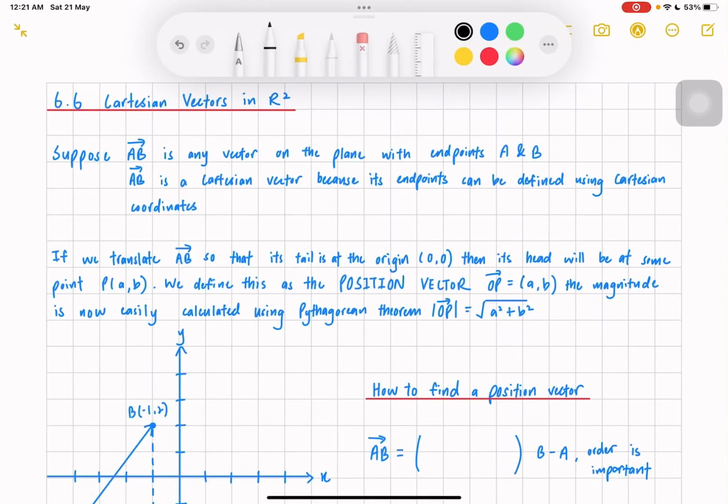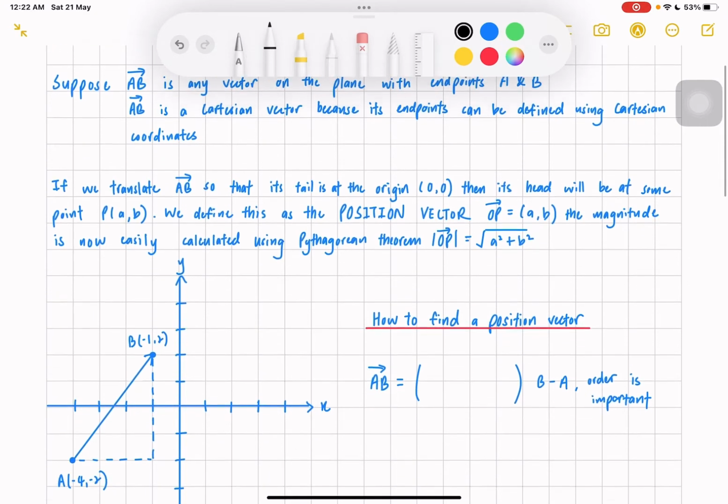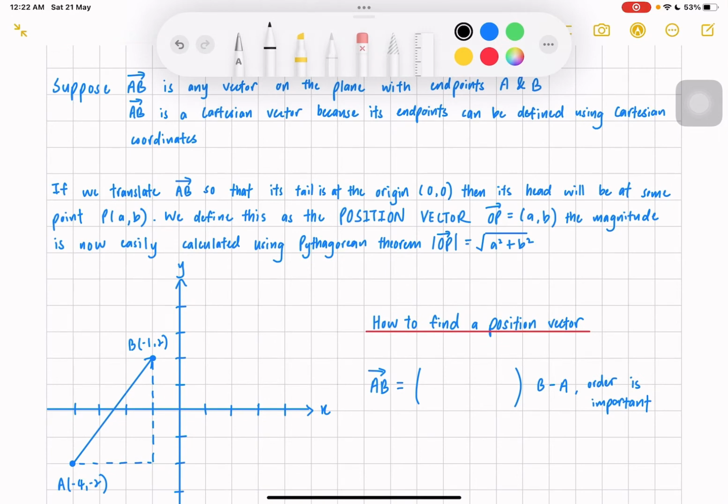6.6 Cartesian vectors in R2. Let us suppose vector AB is any vector on the plane with endpoints A and B. So here we have endpoints A and B. We can say that vector AB is a Cartesian vector because its endpoints can be defined using Cartesian coordinates. So if points A and B have Cartesian coordinates, that means we can also call vector AB a Cartesian vector.